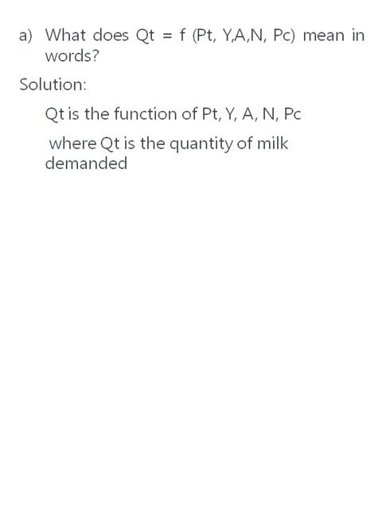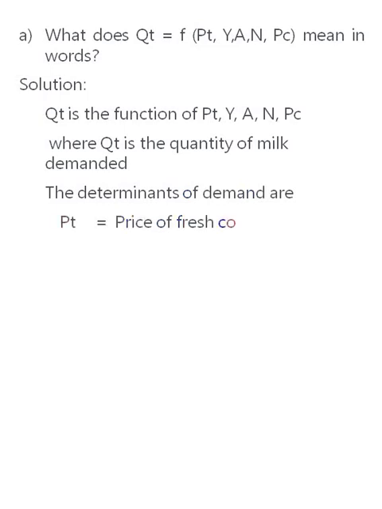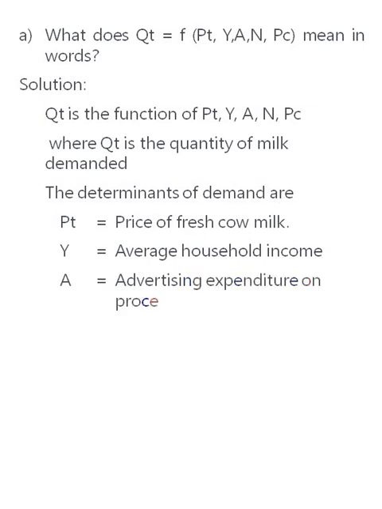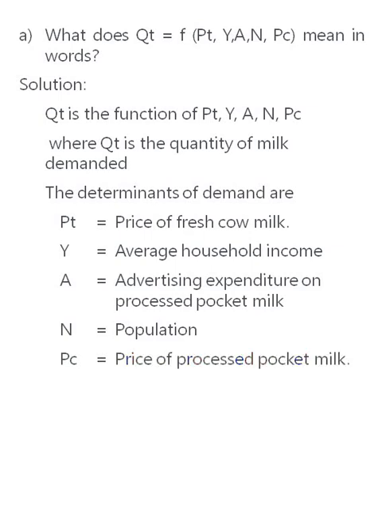Where QT is the quantity of milk demanded and the determinants of demand are PT is equal to price of fresh cow milk, Y is equal to average household income, A is equal to advertising expenditure on processed pocket milk, N is equal to population, PC is equal to price of processed pocket milk. So like this you have to put the answer in words. Now let us see the second question.